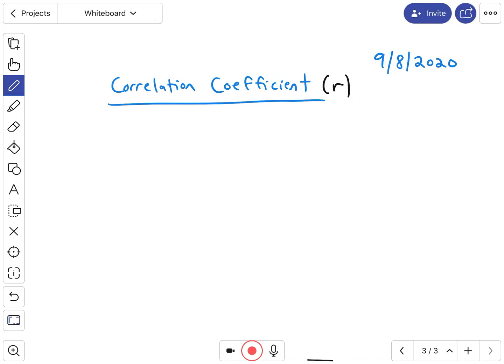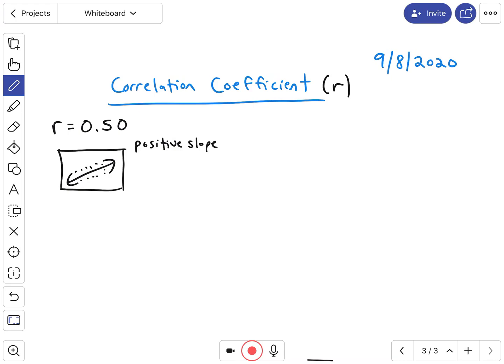Okay, so the first number you came across was a correlation coefficient of a positive 0.5, or 50 cents if you want to call it, since it's a decimal. That would have been a positive slope, and the dots are kind of close to each other, kind of near the line. So there's a positive correlation coefficient, which is a positive slope, and the points are near the line.